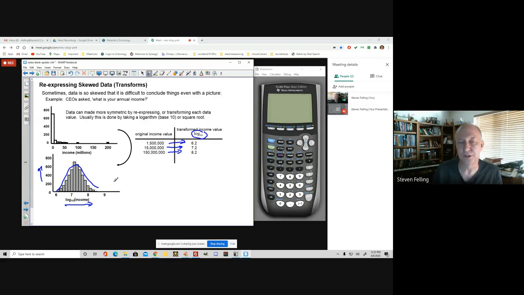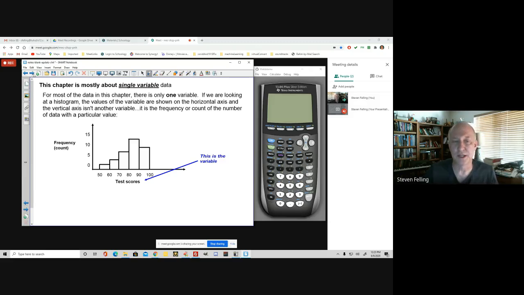Okay, so sometimes we'll work with transformed data, not so much now, but later in the course. But when you do that, you have to be careful if you have a histogram to label what you did. So this is not income any longer. This is the log base 10 of the income. All right, that's all I'm going to say about that at this point.